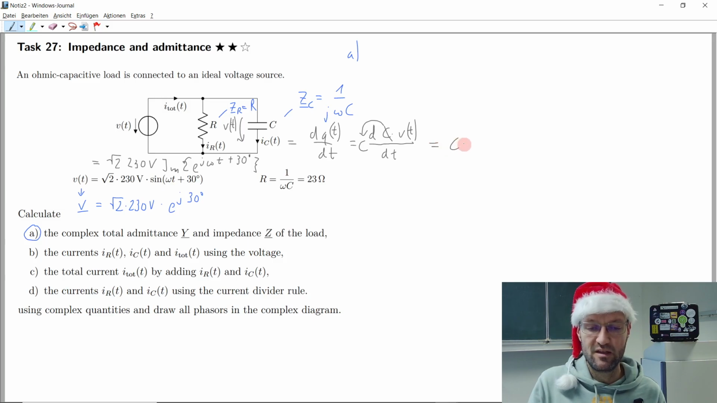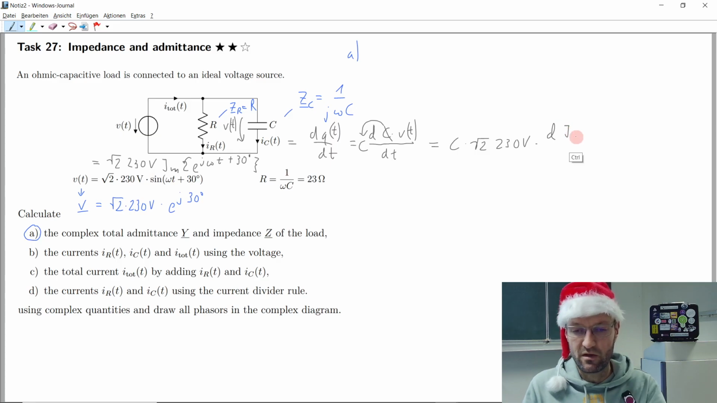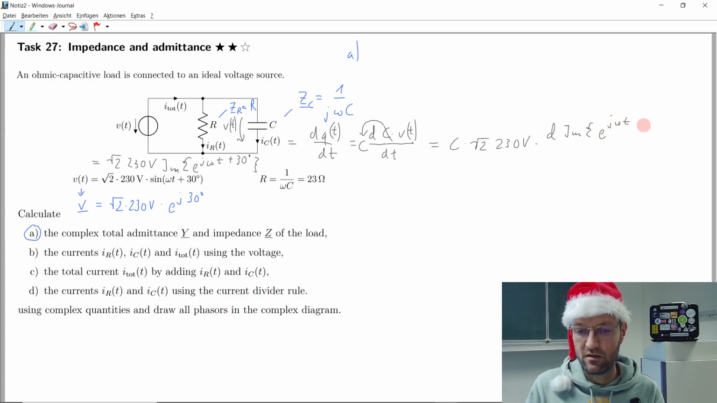So it's C times the square root of 2 and the 230 and so on. They don't really depend on time, so I can put this in front of the derivative. So square root of 2 times 230 volts. And now we have the derivative of the imaginary part of e to the j omega t plus 30 degrees, and then the derivative with respect to time.